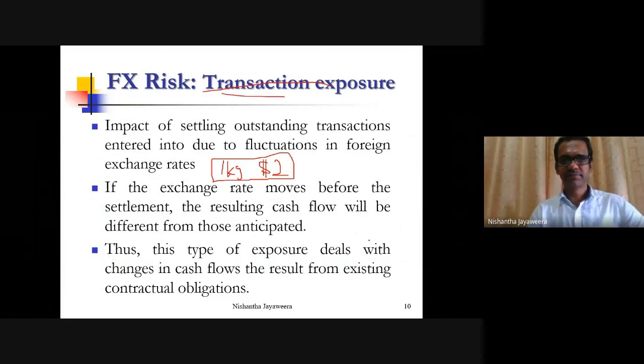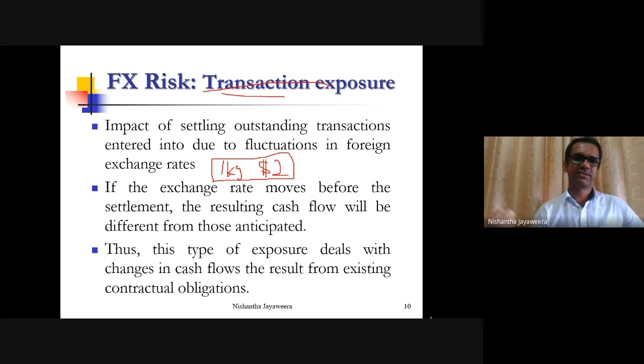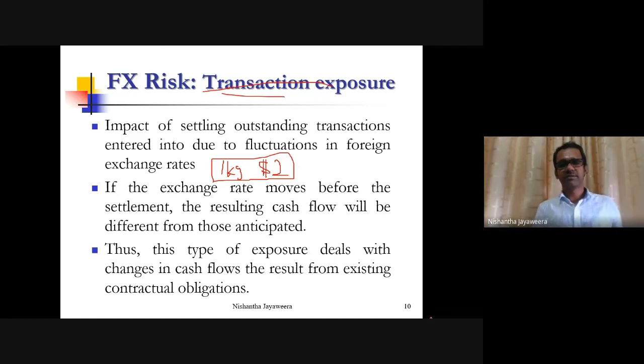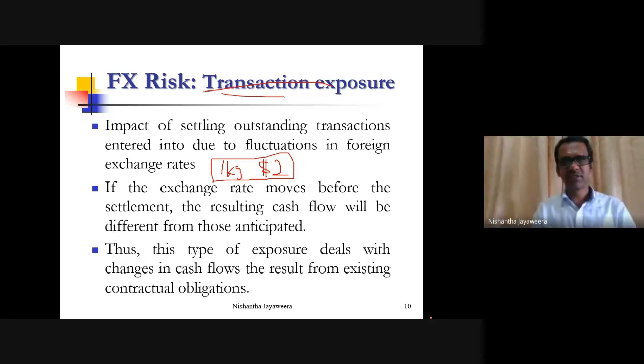Is it clear? You have an outstanding transaction with a party, either you pay foreign currency or you receive foreign currency, then you face the exchange rate risk. That is transaction exposure. Any questions?